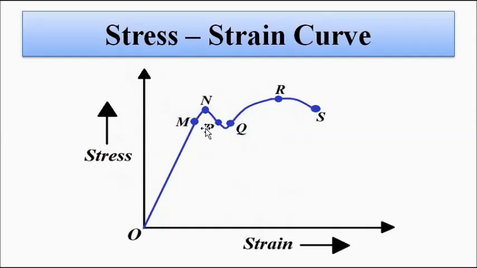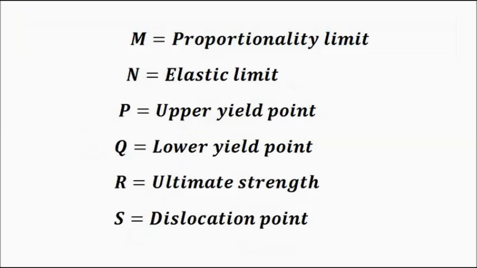In this video, we are going to discuss only the portion OMN, and the later points we will discuss in a separate video, because it has a lot of associated things, and if I discuss them all together, it will be a little bit confusing. So we will discuss only from O to N. So M is the proportionality limit.